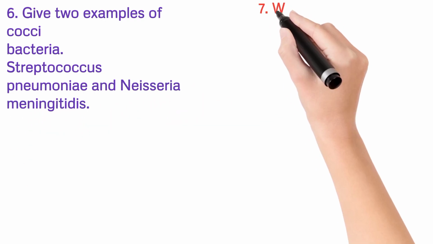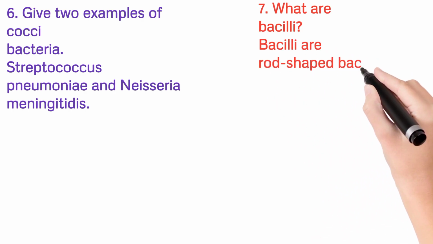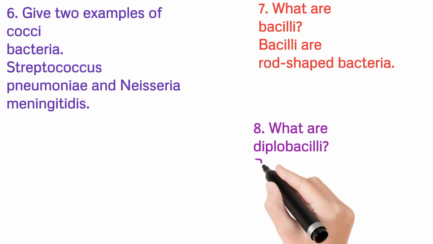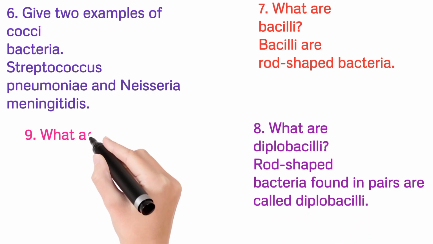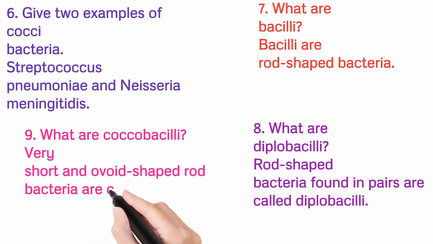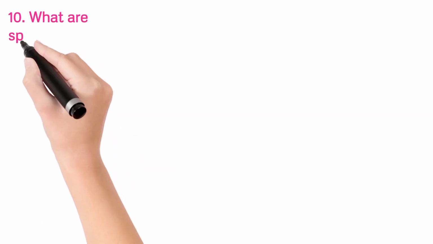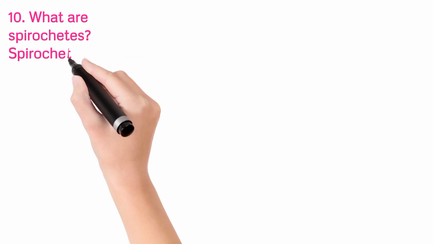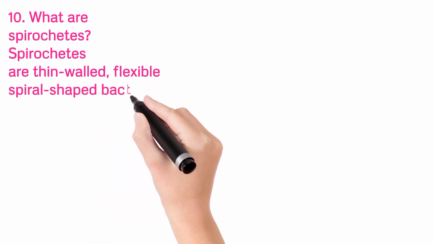7. What are bacilli? Bacilli are rod-shaped bacteria. 8. What are Diplobacilli? Rod-shaped bacteria found in pairs are called Diplobacilli. 9. What are Coccobacilli? Very short and ovoid-shaped rod bacteria are called Coccobacilli. 10. What are spirochetes? Spirochetes are thin-walled, flexible spiral-shaped bacteria.